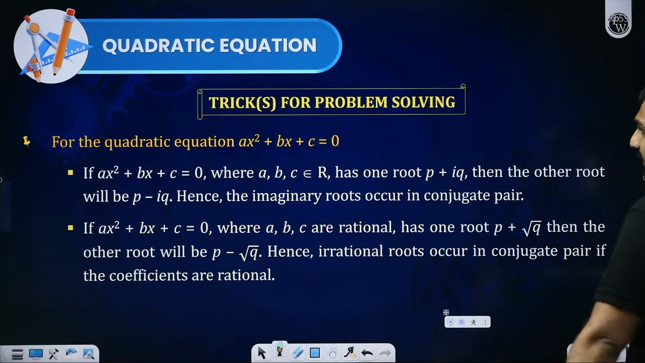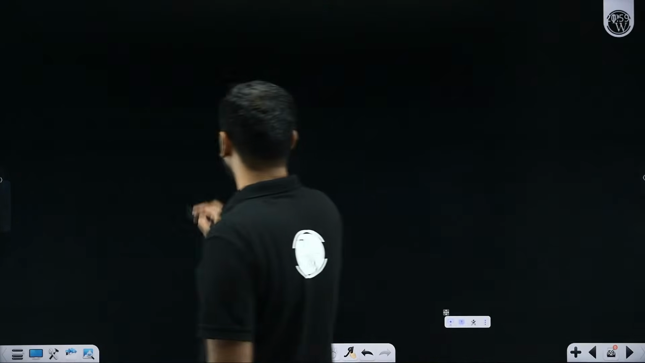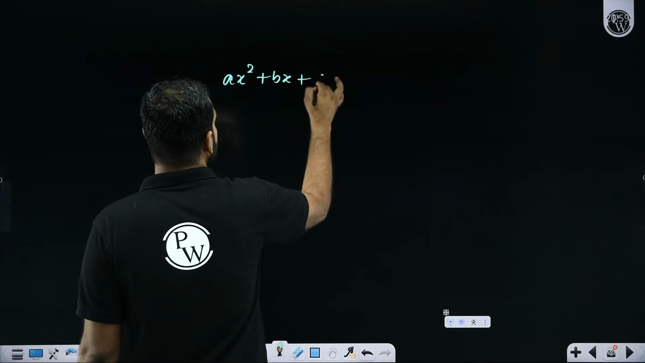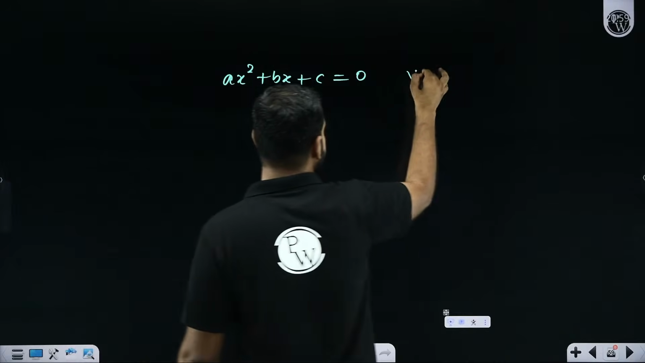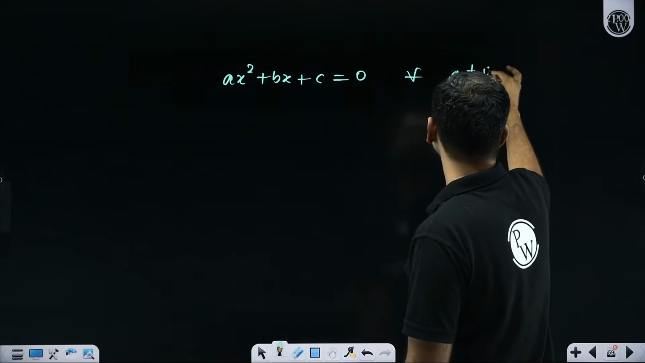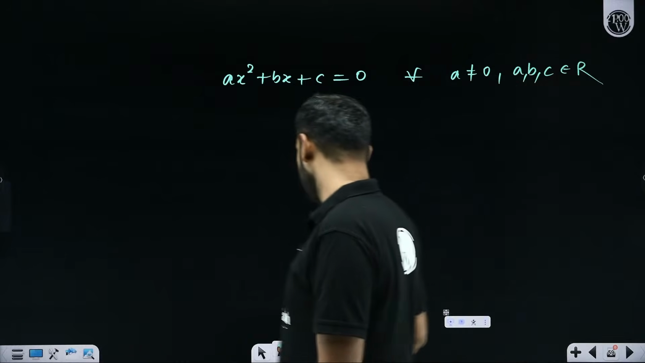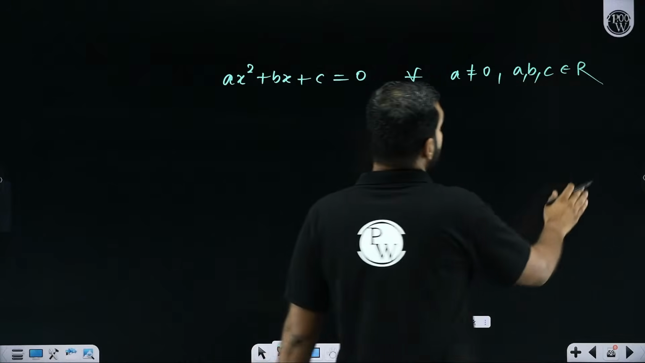So I think that part is very well understood by you all. There is something very interesting I wanted to discuss with you all. Remember this. Let's say there is a quadratic ax square plus bx plus c is equal to 0, where a is of course not 0 and a, b, c all are real numbers.